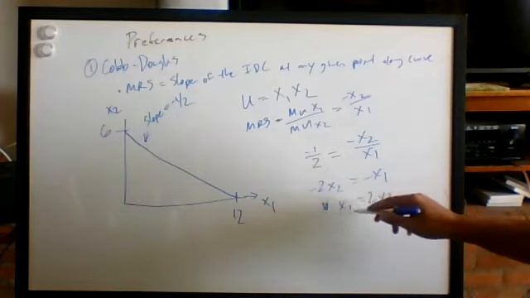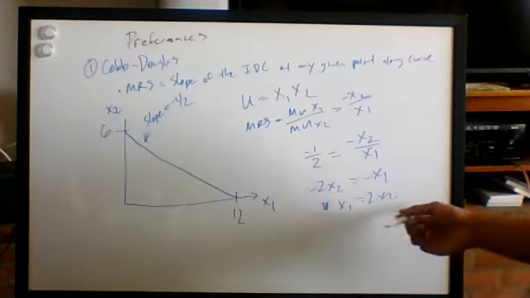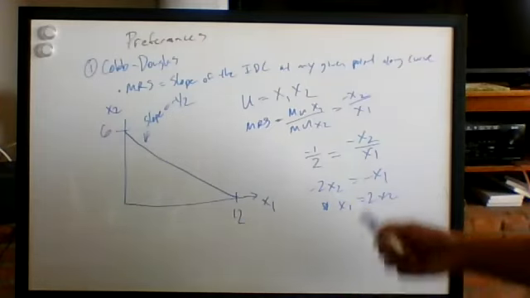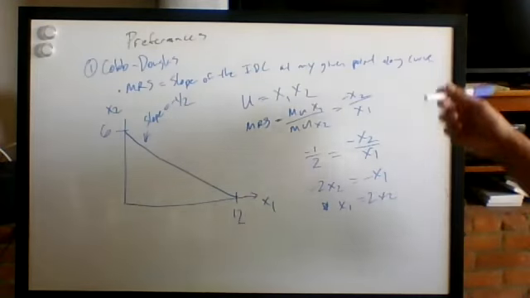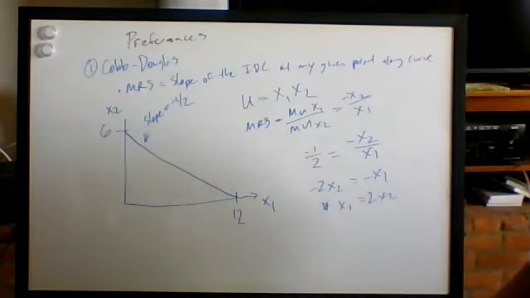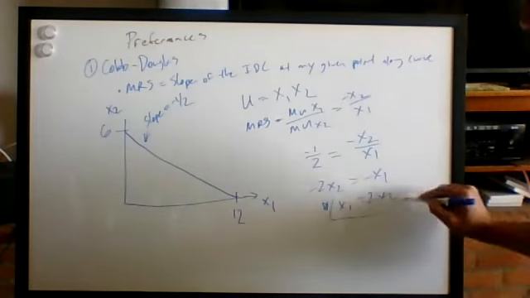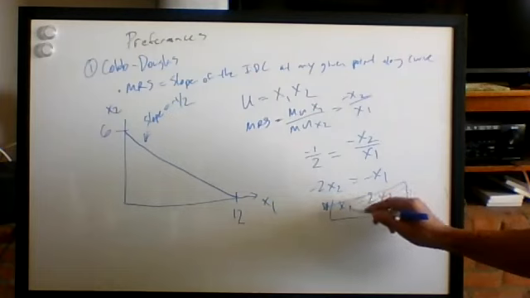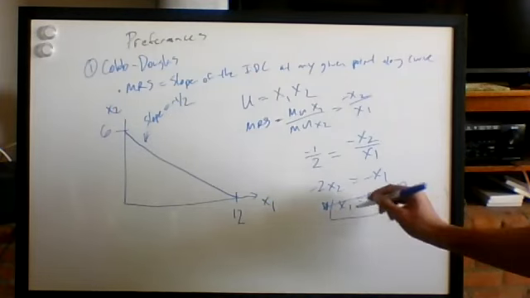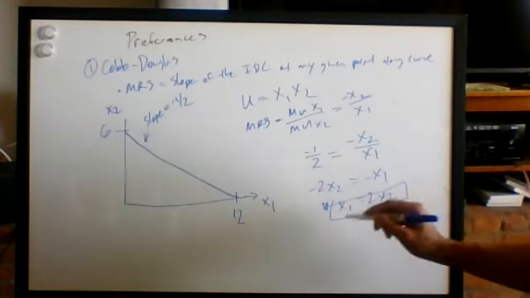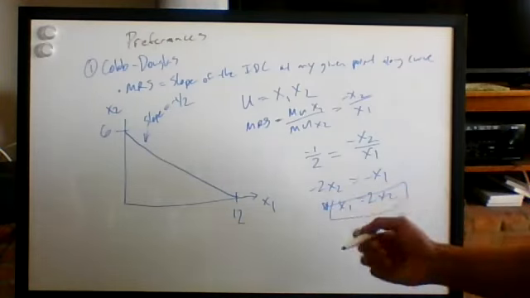But this doesn't tell us much just quite yet, because if we don't know what x1 is, we don't know what x2 is, right? This is where the budget constraint is going to give us an optimal value of x1 and x2. For now, this just indicates the relationship between the two. It doesn't tell us how many of each we have.